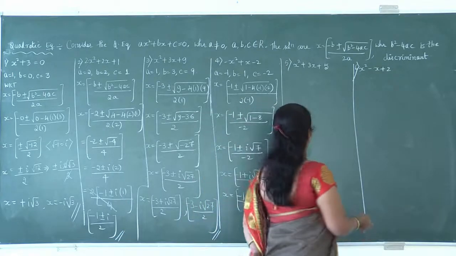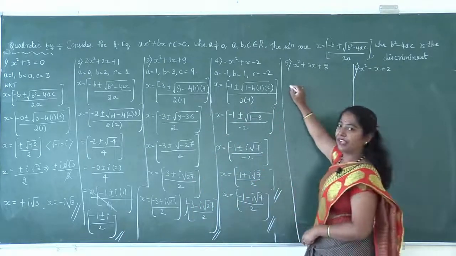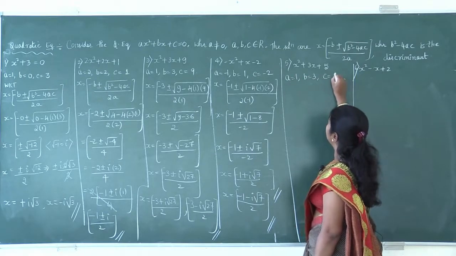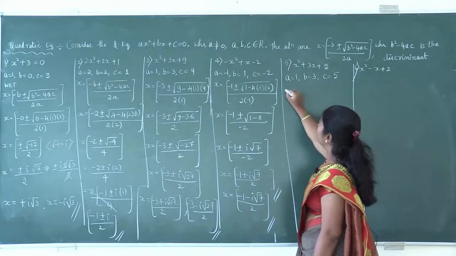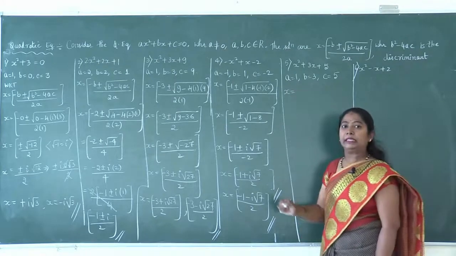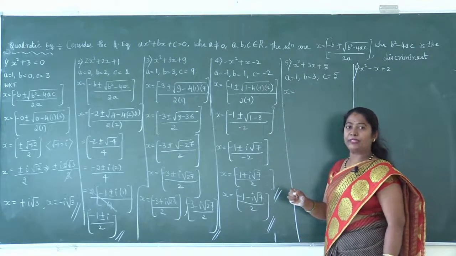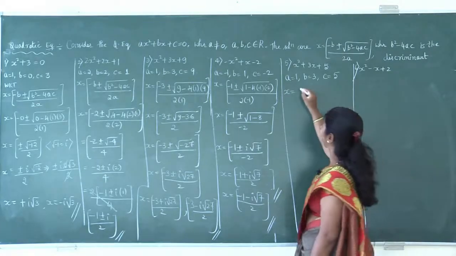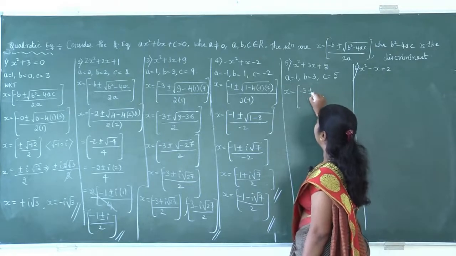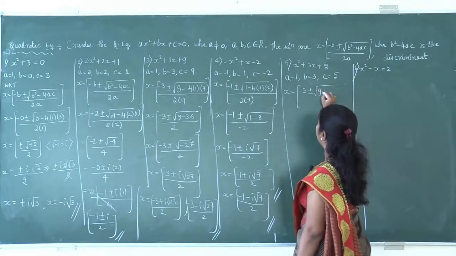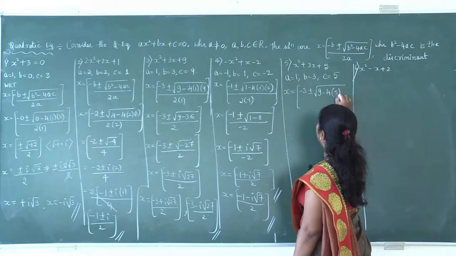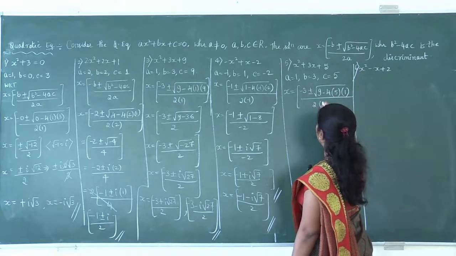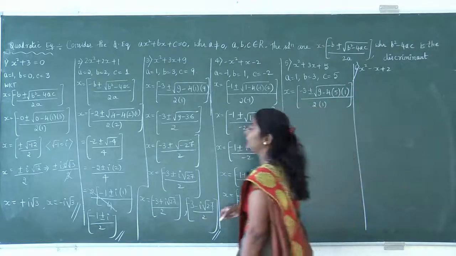Moving on to the next problem. What is the value of a here? a is 1, b is 3, c is 5. Keeping the formula in mind, x is equal to minus b plus or minus root of b square minus 4ac by 2a, we shall substitute these values. What is minus b? Minus 3 plus or minus b square, which is 9, minus 4ac, divided by 2 into a.